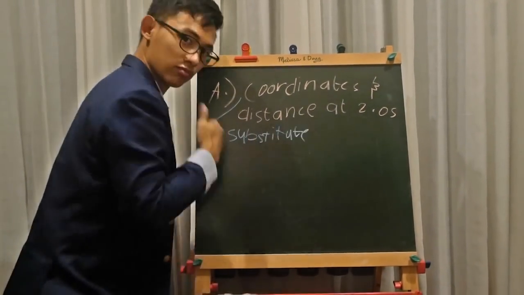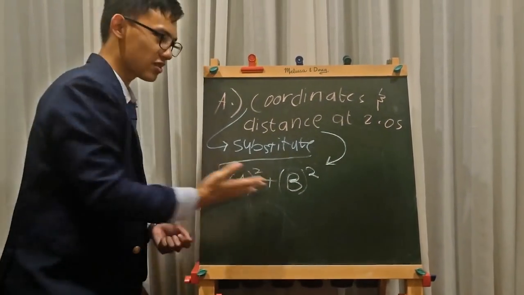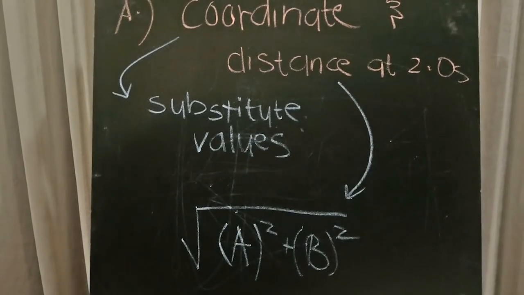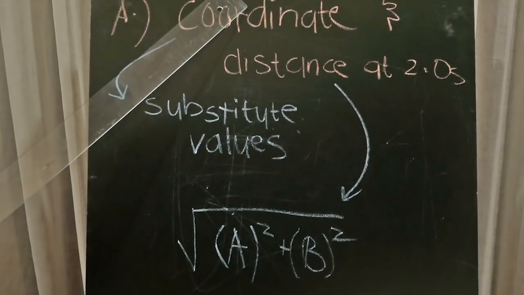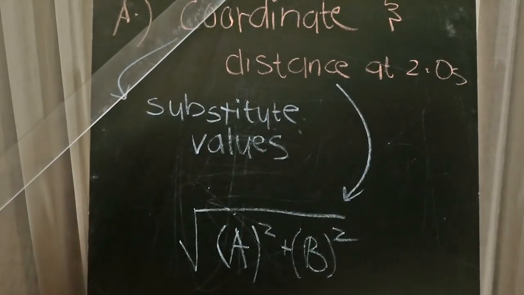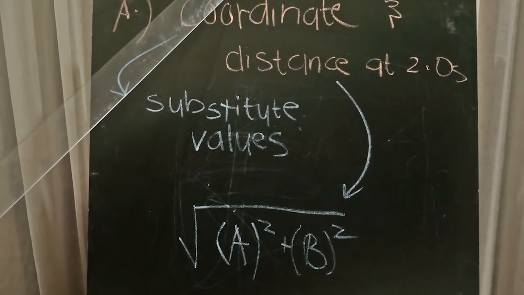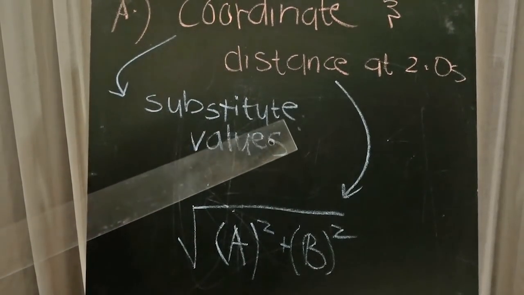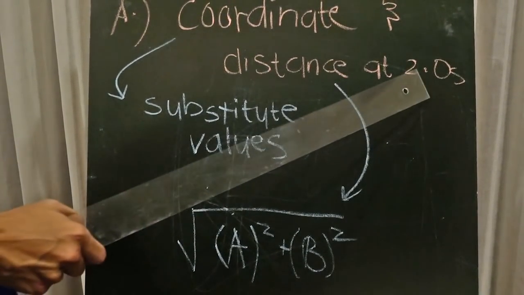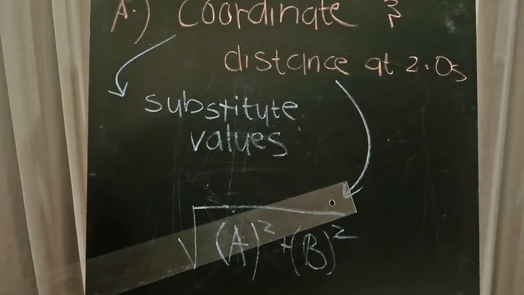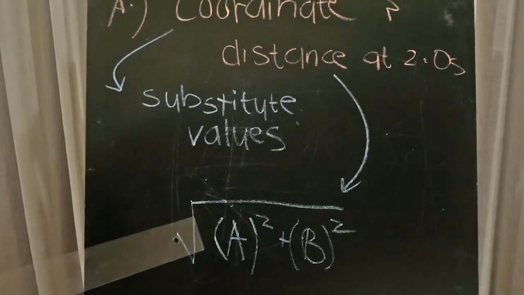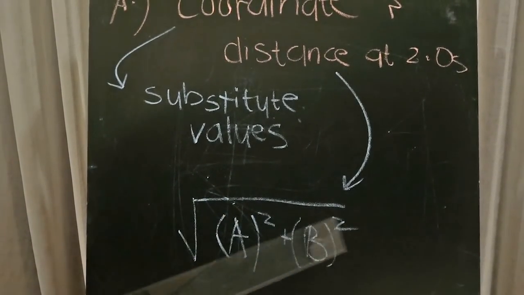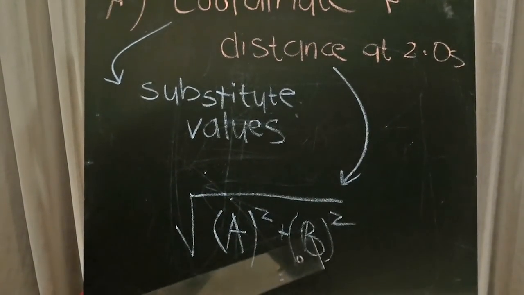A is basically asking you to find the rover's coordinates and distance from the lander at 2.0 seconds. Now, to look for the coordinates of our rover, we have a function which is already given to us for x and y. So all we need to do for that is to substitute our values with our time at 2 seconds. And to look for distance, as you see in this arrow here, we just basically use the magnitude formula, which will then add it to square root of a squared plus b squared.